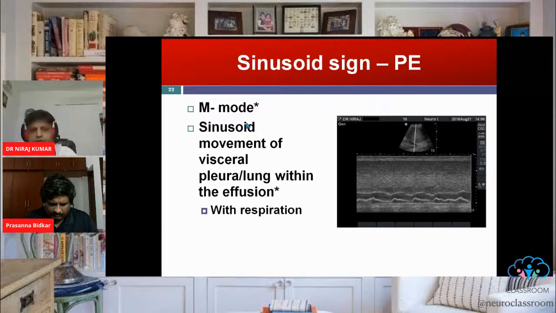This is the sinusoid movement of the visceral pleura or the lung within the effusion with the respiration. So we can see that this is the visceral pleura on the lung moving sinusoidally with the respiration within the pleural effusion. So there's a unique appearance called the sinusoid sign.